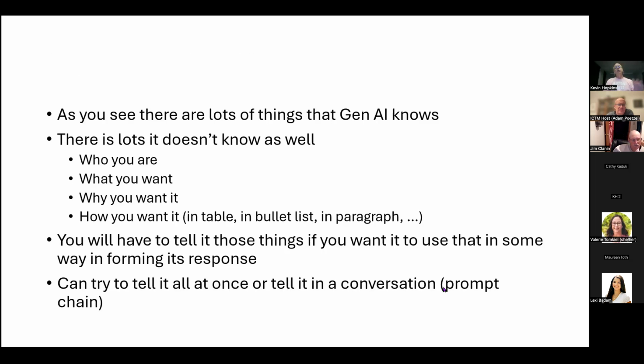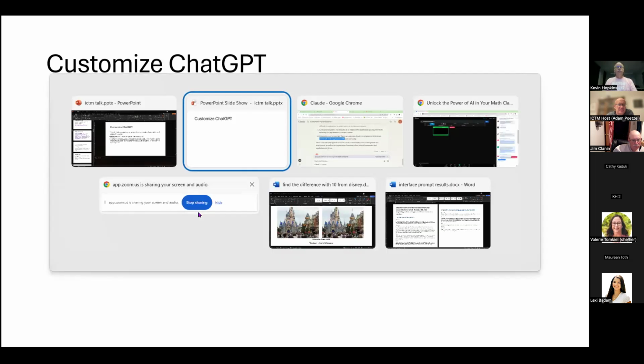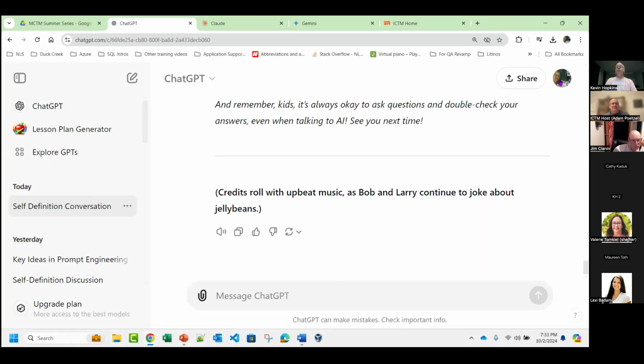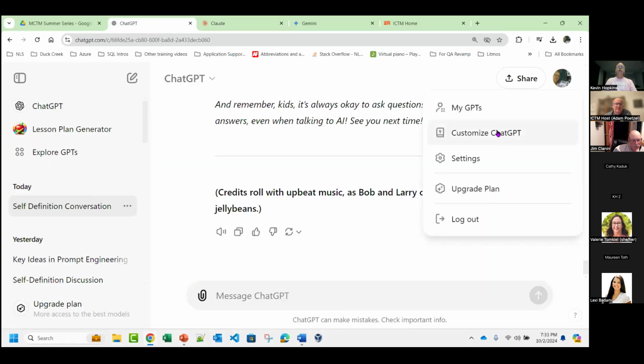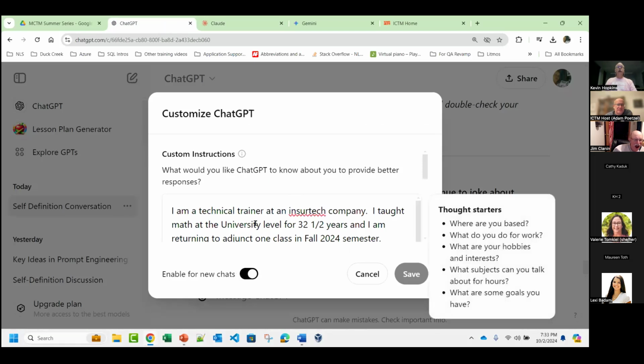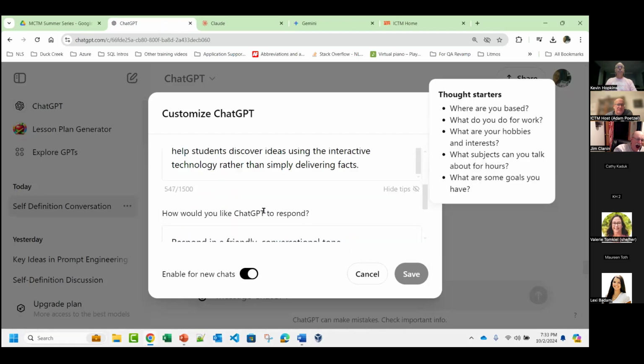Now, I said it doesn't know who you are. If you sign in, ChatGPT at least does have the option here to customize ChatGPT. And you can give it some custom instructions, like what would you like it to know about you? And you've got 1,500 characters you can put in there. I'm using about a third of that to tell it what I want.